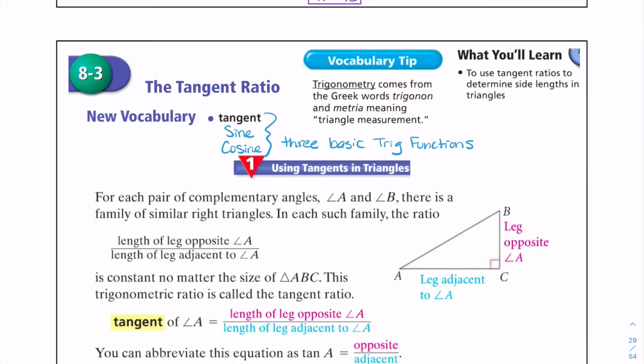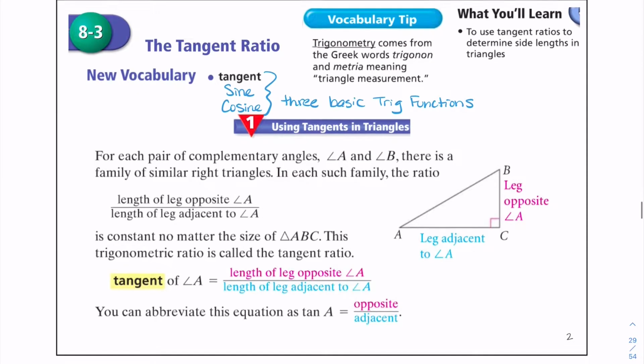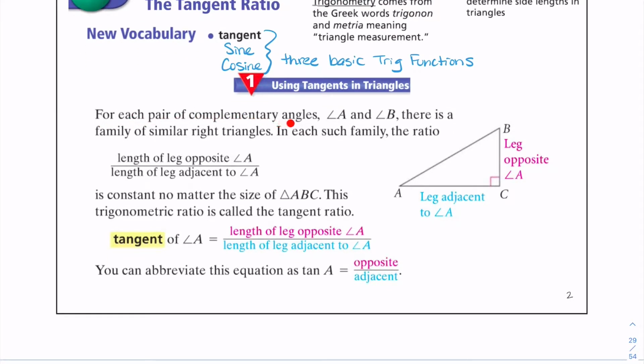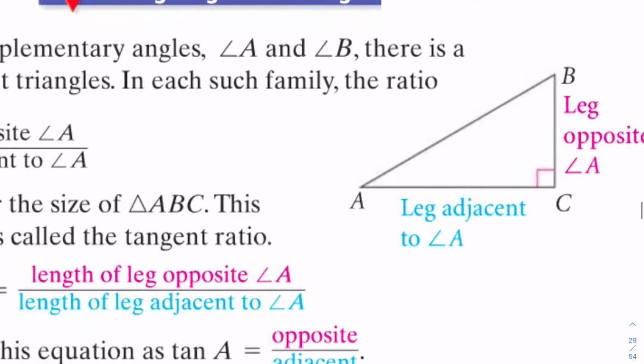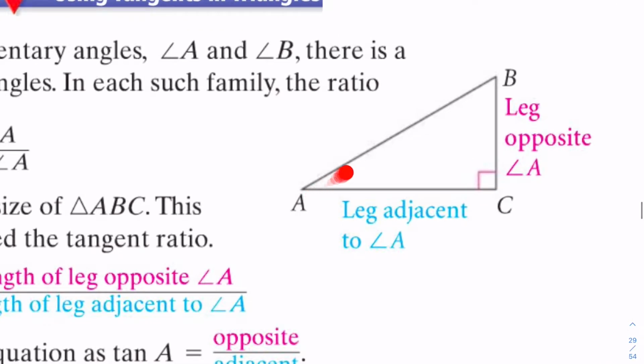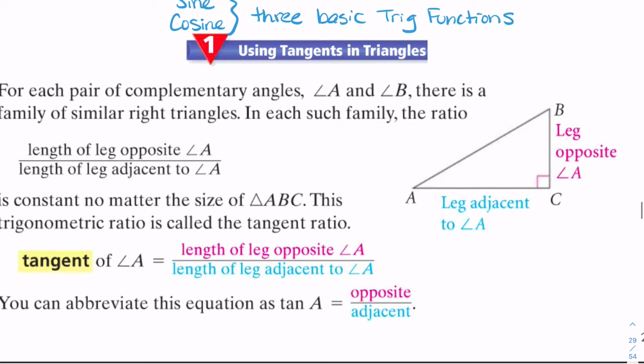So, the trig ratio using tangents in triangles. For each pair of complementary angles, A and B, that means there has to be a right angle. It could be A, B, or C, it doesn't matter. It could be R, S, or T. We have one right angle here, so we can focus on the other two angles, A and B, and we can actually solve the triangle using them. We can never use the right angle. So A and B are the ones in question.